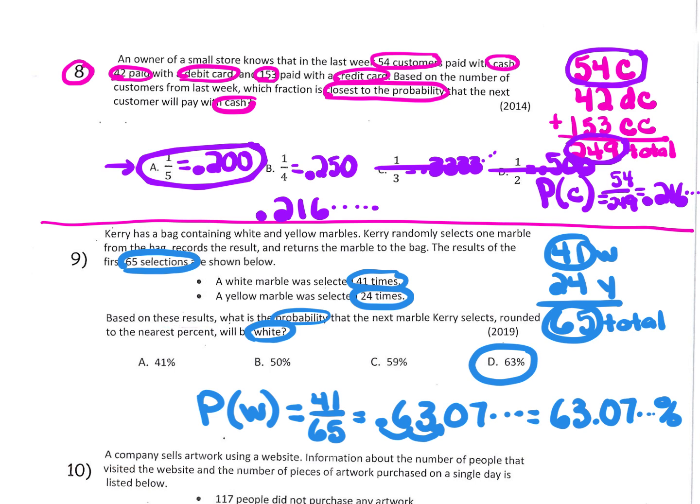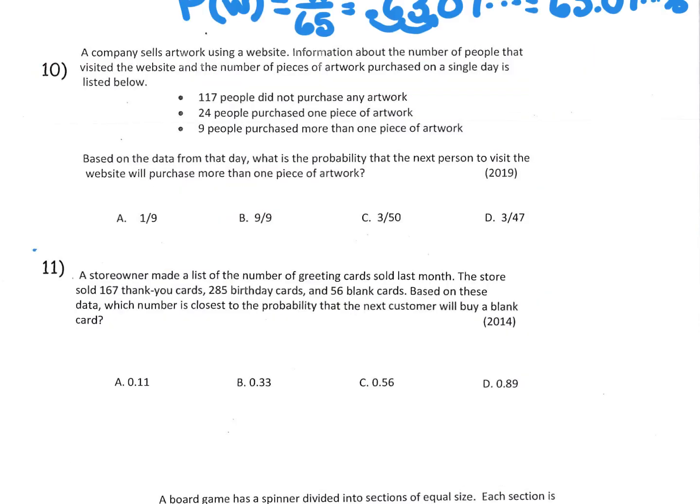Let's move on to the next two, number 10 and number 11. Number 10, a company sells artwork using a website. The information about the number of people that visited the website and the number of pieces of artwork purchased on a single day is listed below. 117 people did not purchase, 24 purchased one piece, and 9 people purchased more than one piece. Based on the data from the day, what is the probability, and you should think fraction, that the next person that visits the website will purchase more than one piece of artwork?